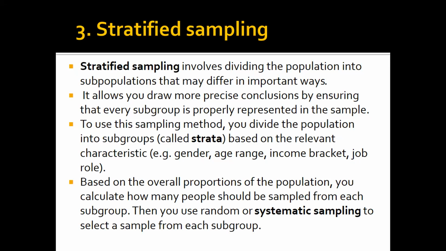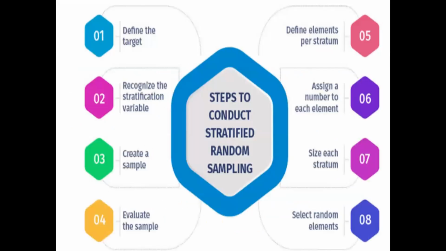In that manner, some officers, as per the decided number, from designation X, some from designation Y, some from designation Z. So in that manner, you can proceed. There are different steps through which stratified random sampling is conducted.